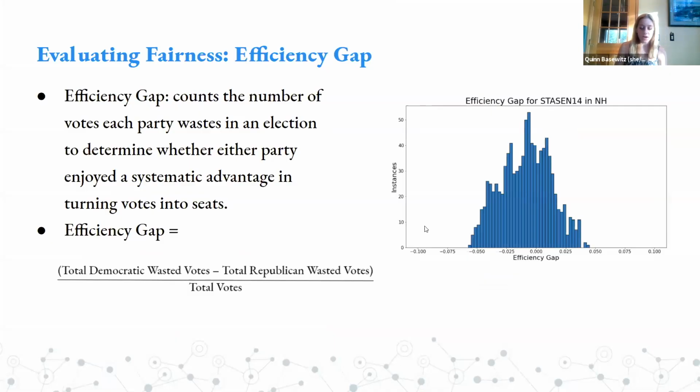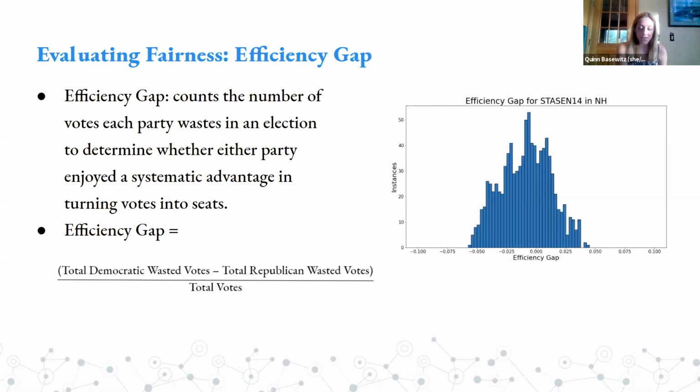Another measure of partisan fairness is the efficiency gap, which counts the number of votes that a party wastes in an election to measure whether one party had a systematic advantage in gaining seats through their votes. Any votes cast for a losing candidate are considered wasted, as are any votes for a winning candidate in excess of the number needed to win. So if in a specific district, 40% of the vote is Republican and 60% is Democrat, those 40% are all considered wasted, and the 10% of the 60 above 50% are also considered wasted. This efficiency gap is quantified by convention as total Democrat wasted votes minus the total Republican wasted votes divided by the total number of votes. And it represents which party had an easier time converting their votes into seats.